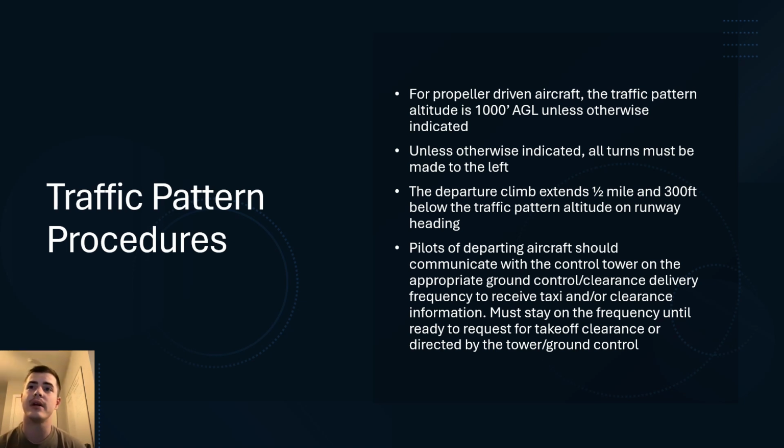As for pilots of departing aircraft, they should communicate with the control tower on the appropriate ground control or clearance delivery frequency to receive taxi and/or clearance information. They must stay on the frequency until they're ready to request takeoff clearance or directed by the tower ground control. All of this is in accordance with Section 3 of the AIM. It says pretty much that pilots should maintain two-way radio contact with the tower until they're told to switch frequencies.